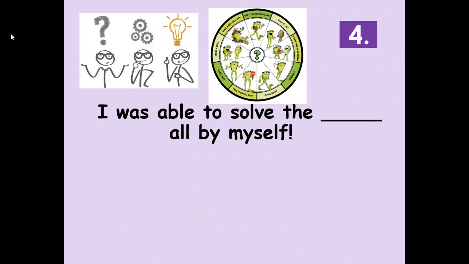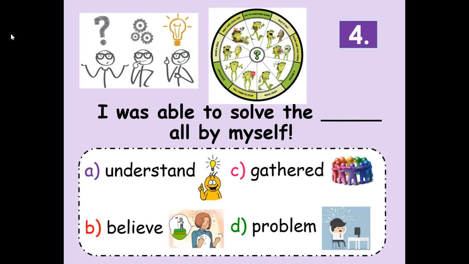Number 4, I was able to solve the blank all by myself. I was able to solve the understand all by myself. I was able to solve the believe all by myself. I was able to solve the gathered all by myself. Or I was able to solve the problem all by myself. What makes sense given our picture clues and where the word is in the sentence?